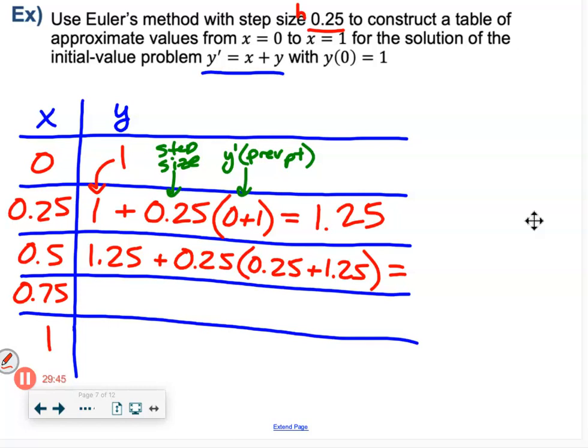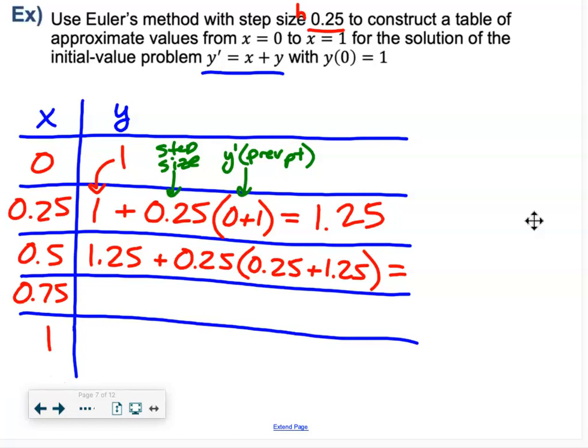Oh, so 0 plus 1. Then for the next line, you bring the previous y down, previous y plus the step size times y prime, which is x plus y, evaluated at the previous x and y. So if you mess one up, you're screwed. Yeah, it's recursive. If you miss one, you're screwed.